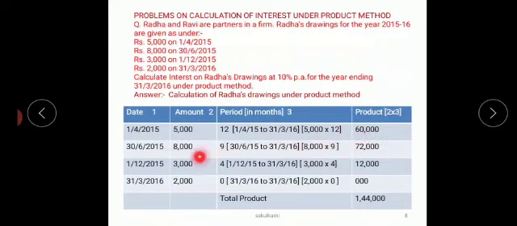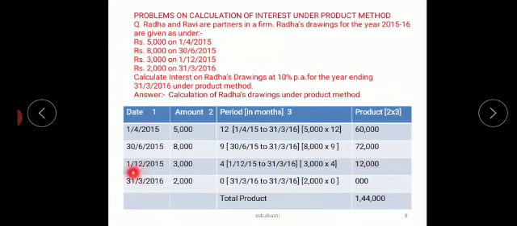Next, drawings are made on 30th June. It is the last day of the month, so my interest will start from 1st July. From July to 31st March gives me 9 months. That is July, August, September, October, November, December, January, February, March, a total of 9 months. So 8,000 into 9 is 72,000.